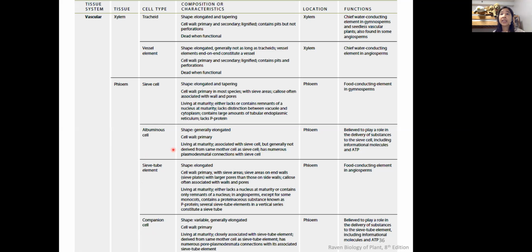It's generally elongated, containing a primary cell wall. It is living at maturity and contains a nucleus, and it controls what substances can be transported into the pipe, the sieve tube elements or sieve cells.